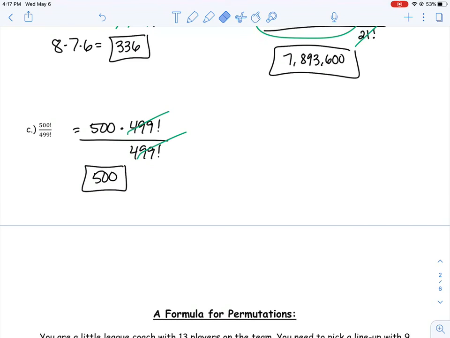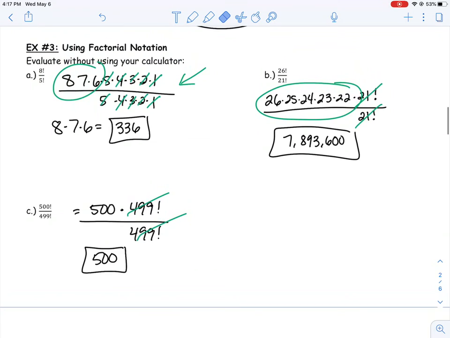Yeah, just 500, right? All right, the point of that example is just making sure you understand what that factorial notation means, and you can simplify using that factorial notation. Practice those first couple examples, and we'll do more on our next video here in a second, okay?